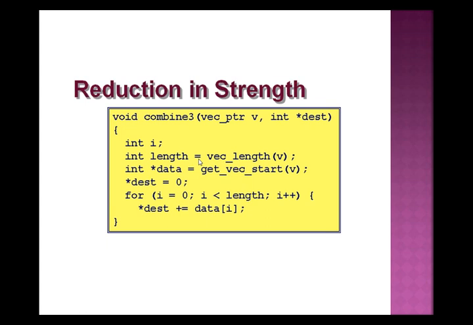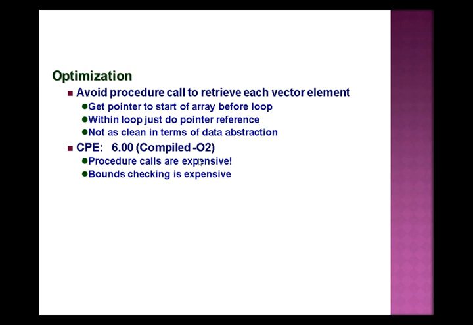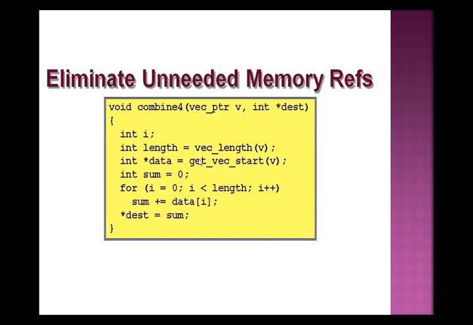Then what is the problem in the code? Why is the strength reduced? This is the method, or the example, of why the strength is reduced. Then how to optimize and increase the performance? The simpler method is to avoid the procedure call to retrieve each vector element. Get the pointer, and use the pointer references within the loop.